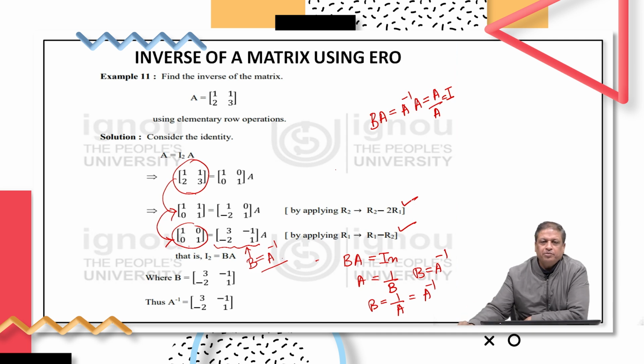I hope you understand. But for better understanding, you are supposed to solve this numerical on your own, and then only you will understand what is B and how we transform and get the inverse value of the matrix using elementary row operations.